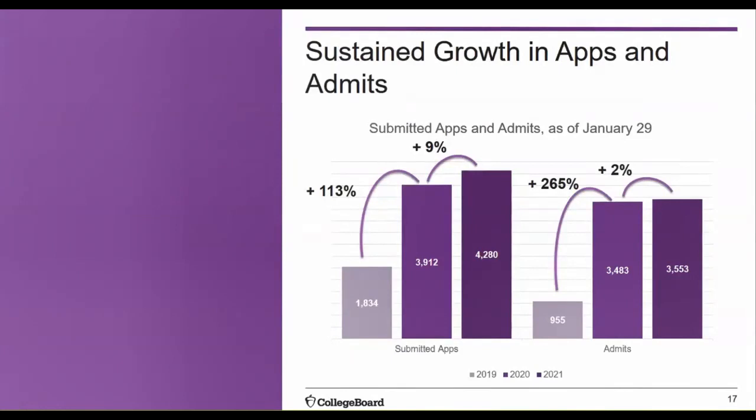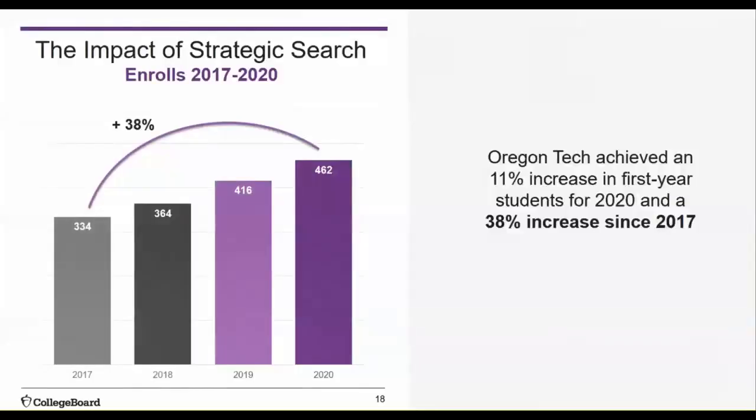And currently, fall 21 is trending well, all things considered, with a 9% increase in submitted apps and 2% increase in admitted. Since 2017, we produced a 38% increase in new first-year students. The fall 2020 class diversity profile increased 8%. Net tuition revenue grew over $1 million, and average net tuition per student grew over $2,000 per student. And we nearly doubled our enrollment in the top 3 academic quintiles from fall 2019.